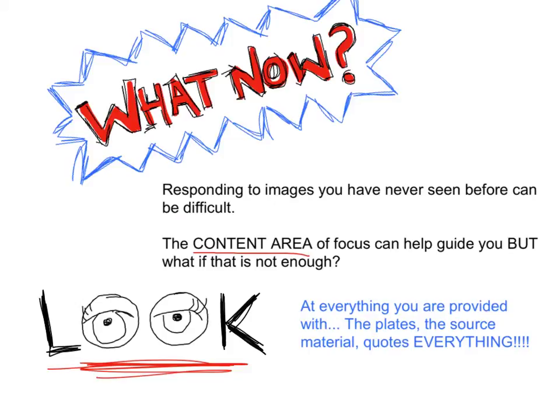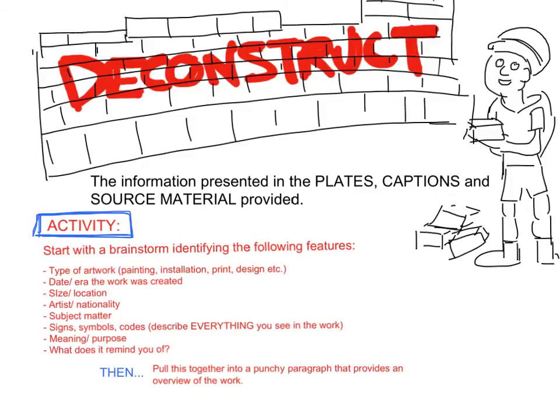You'll be provided with plates, source material, quotes. Use everything and develop your skills at being able to break down this information, because it becomes your evidence. Without your evidence, you cannot get full marks. You cannot get in the top band. So the best way to prepare for this is to deconstruct the information that's presented to you in the plates, captions, and source material provided.